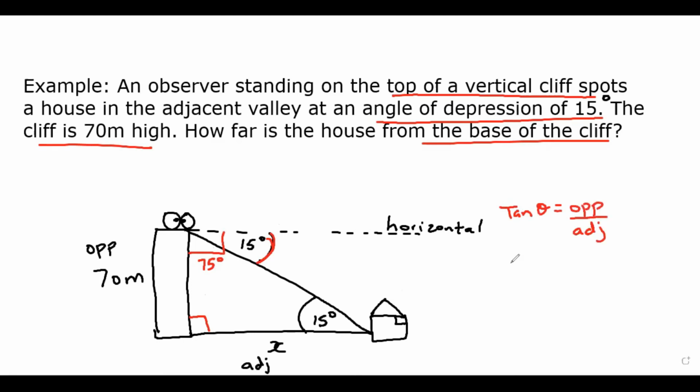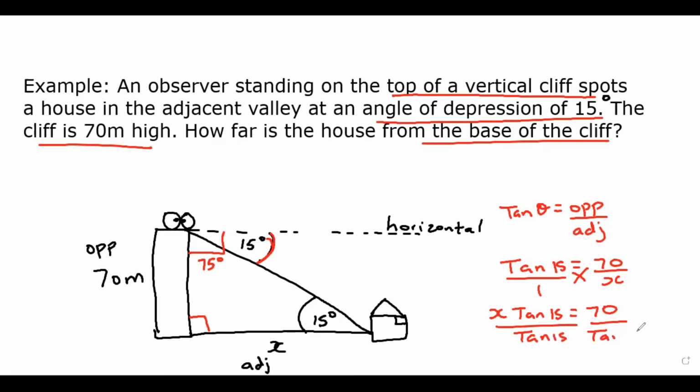So it will be tan 15 is equal to opposite, which is 70, over adjacent, which is x. We could write this as a fraction and cross multiply. So we'd have x tan 15 is equal to 70. Dividing both sides by tan 15, this cancels this. That means x will be equal to 261. If you wanted to give it to, let's say, 1 decimal place, it will be 0.2 meters.